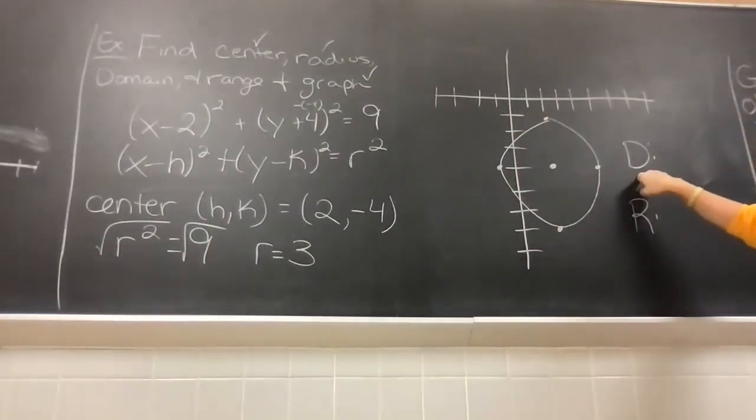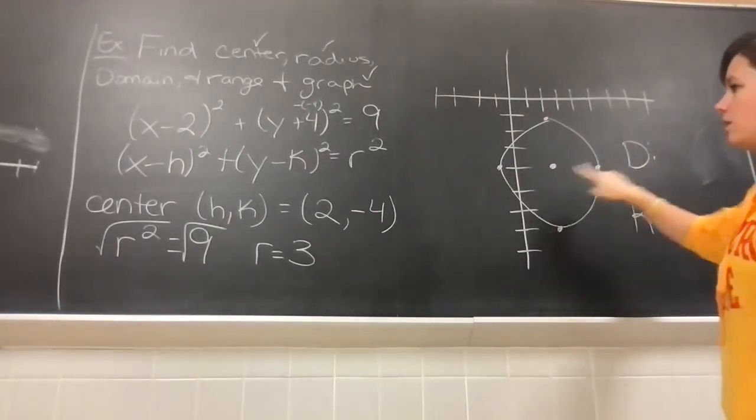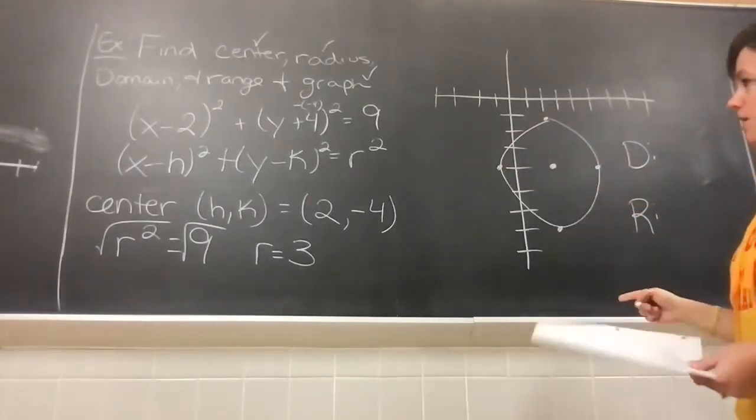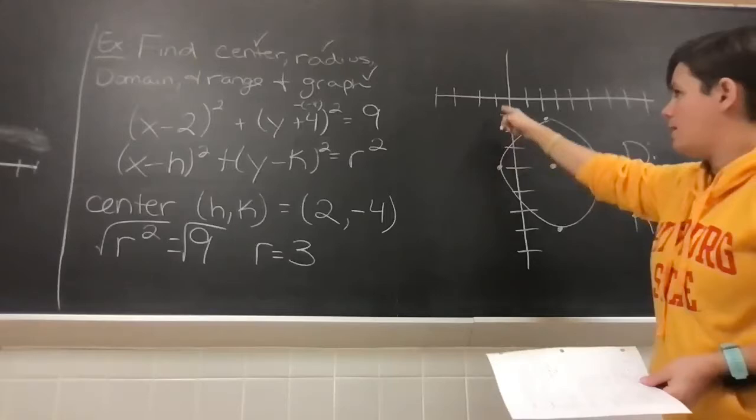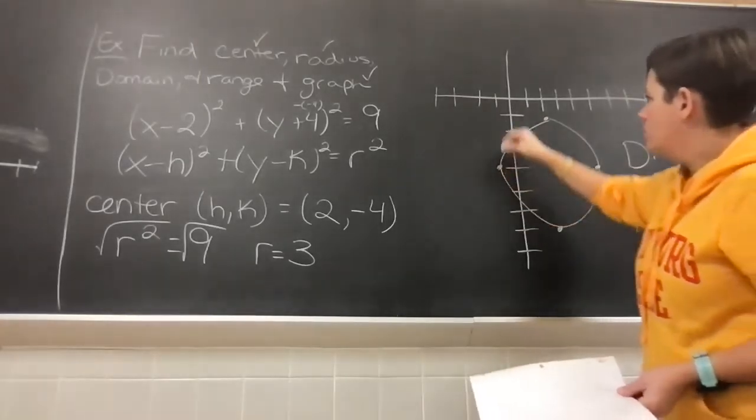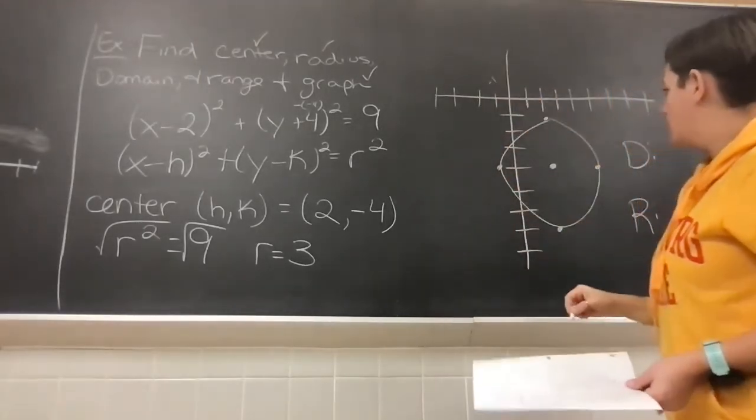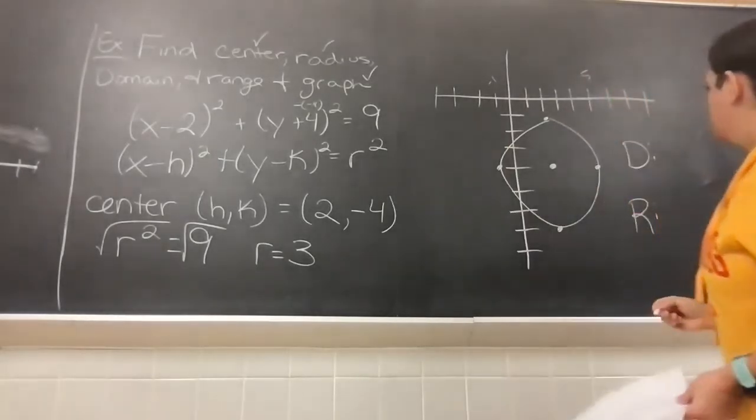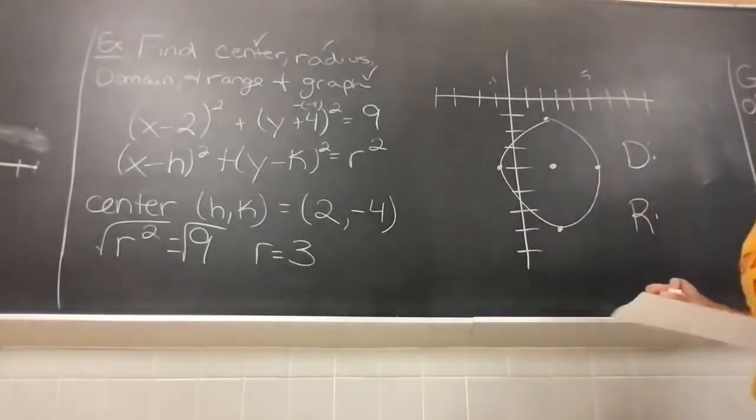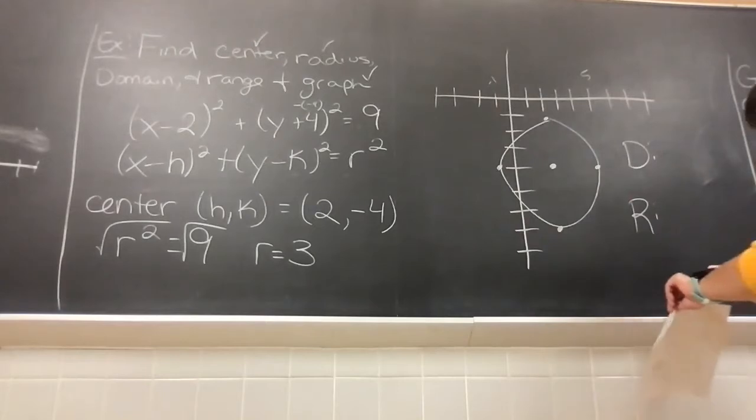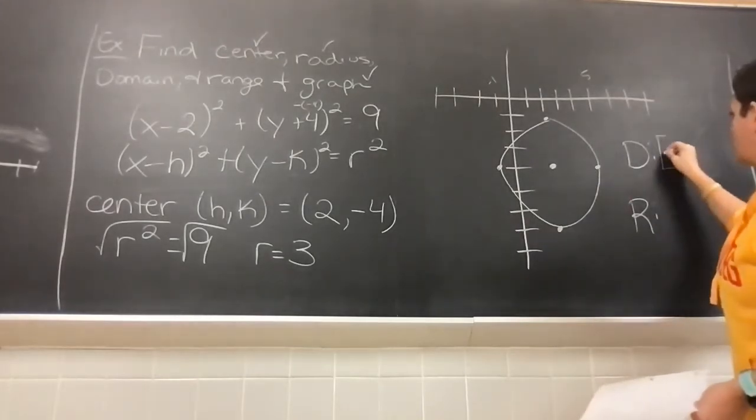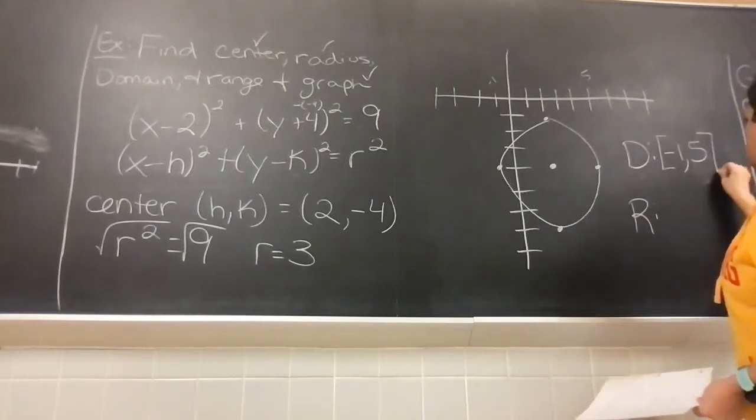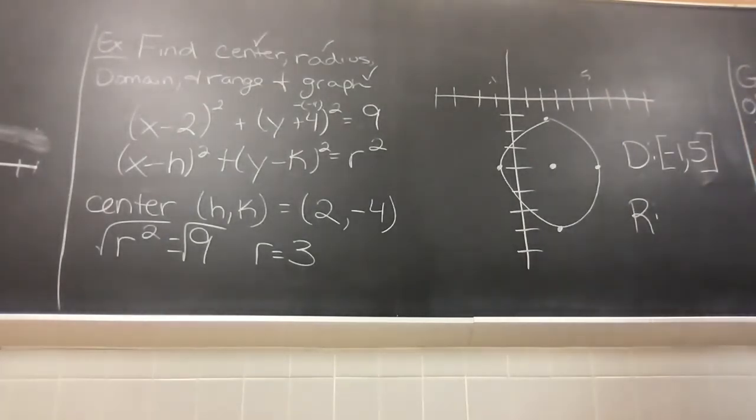Remember, domain is our x values. So what are the x values that can lie on this circle? Well, the reason why I had you graph it first is because if we just look at what x values are included in our circle, we go all the way from negative 1 all the way over to 5. Those are included because they lie on our circle. So we have our domain is negative 1 all the way up to 5. And we use brackets because it is included.